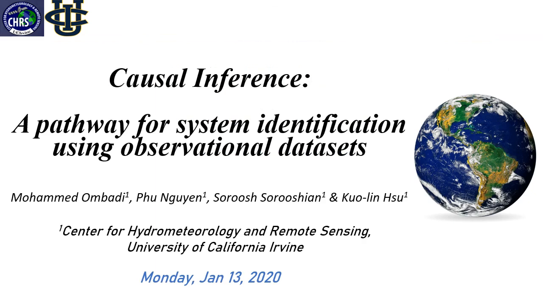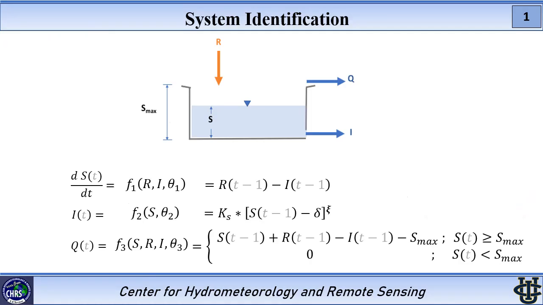And the work I'll be presenting today is related to my research on using causal inference methods for addressing a wide range of problems in hydrometeorology. What I will do first is to clearly explain what I mean by the two terms, system identification and causal inference, before proceeding to the results.